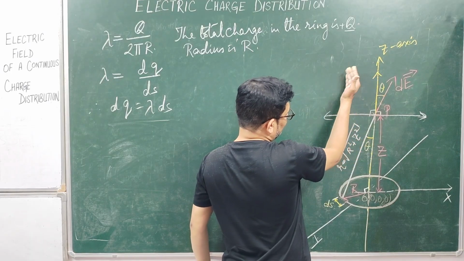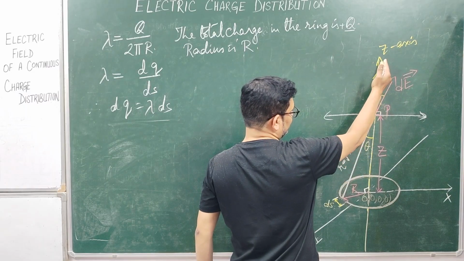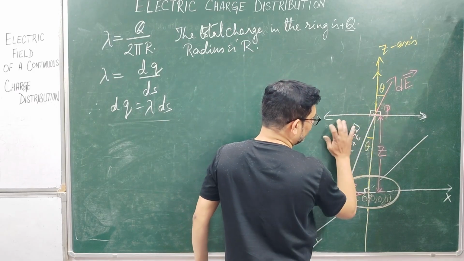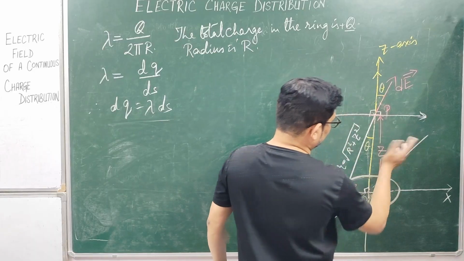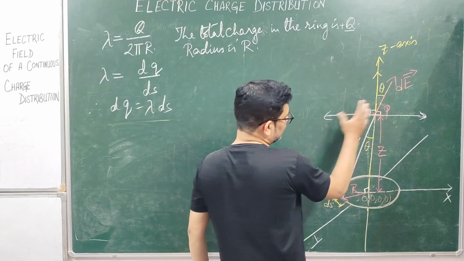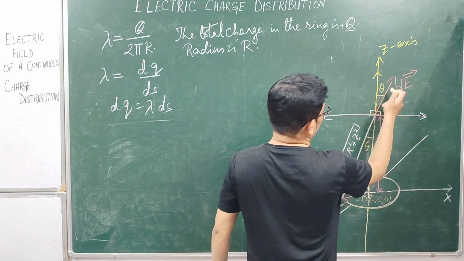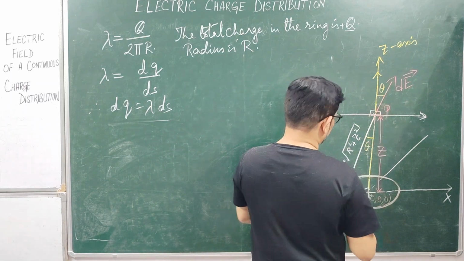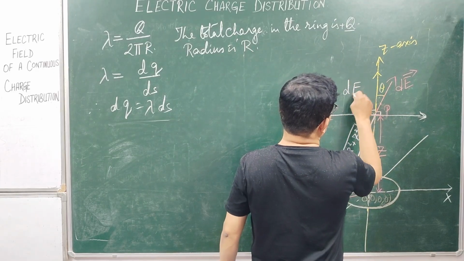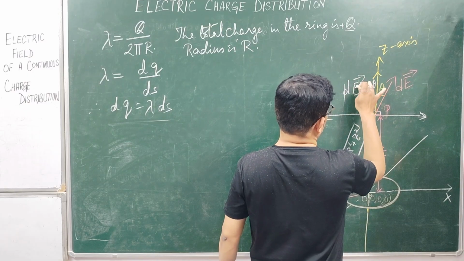And then if you resolve this dE into corresponding components, one would be parallel to the z-axis, the other would be perpendicular. The perpendicular ones are going to cancel out each other, right? If it would be plus sine theta, it would be minus sine theta, and it's going to cancel out vectorially. But what's going to add up? Look carefully. It's going to add up this way, and this component of dE which is going to add up is going to be dE cos theta, right? dE cos theta, if you take the magnitude of this.